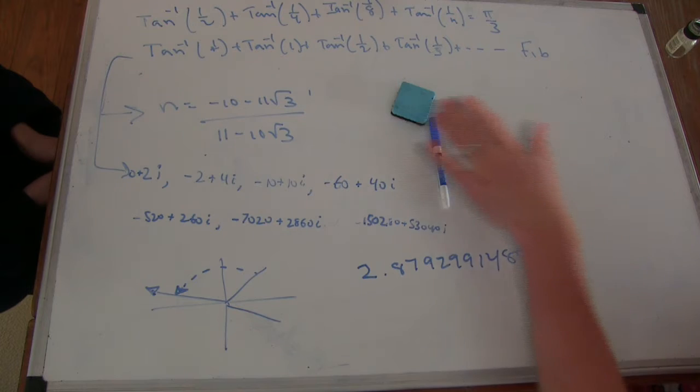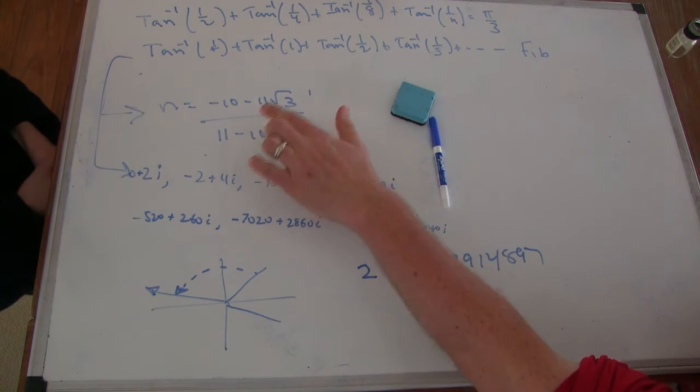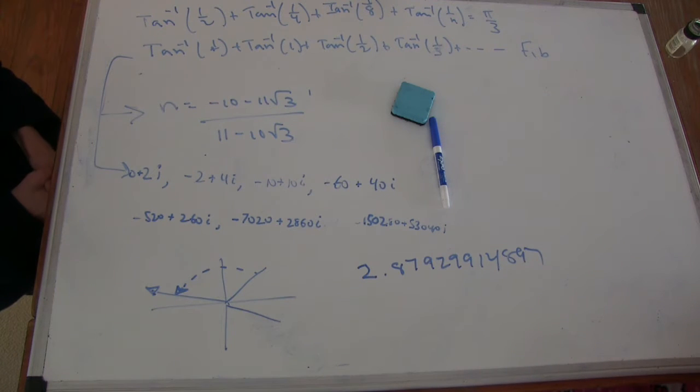Yeah, well, it's certainly not an integer. It's a pretty interesting number: negative 10 minus 11 root 3 over 11 minus 10 root 3. And it wasn't a famous number until when? Until we discovered it as a solution. Now it's one of the most famous numbers there is.